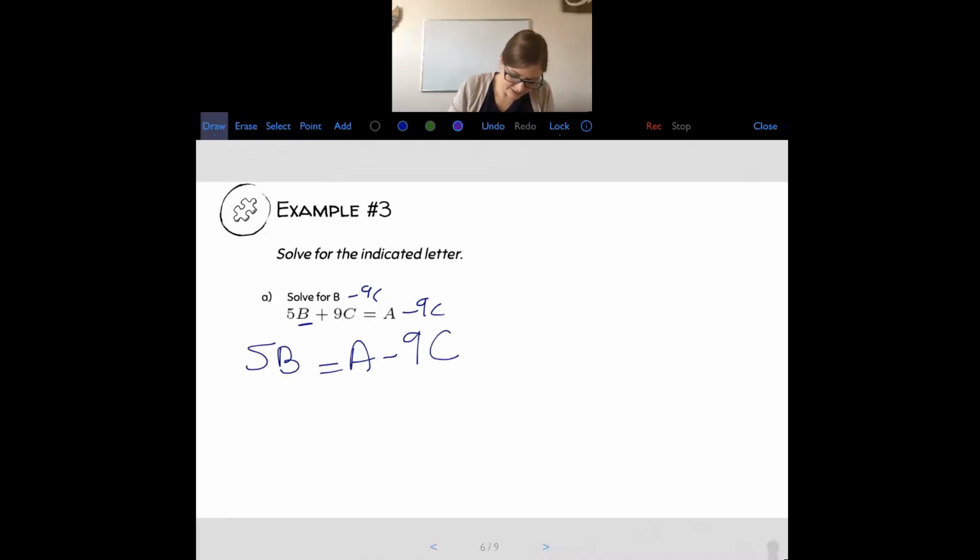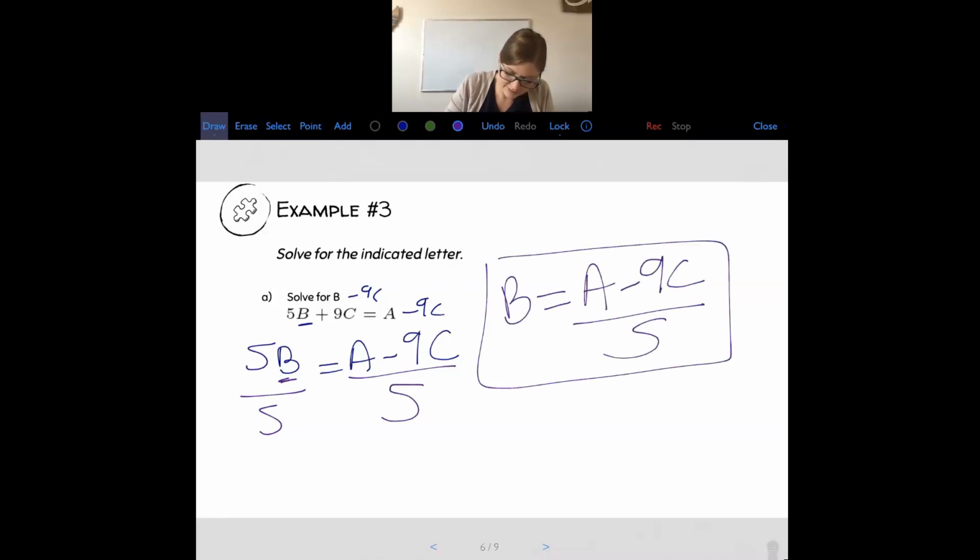And then now we're still solving for B. B is being multiplied by 5. So in order to isolate B, we divide by 5 on both sides. So our final answer is B is equal to A minus 9C over 5. That's a 5, not an S.